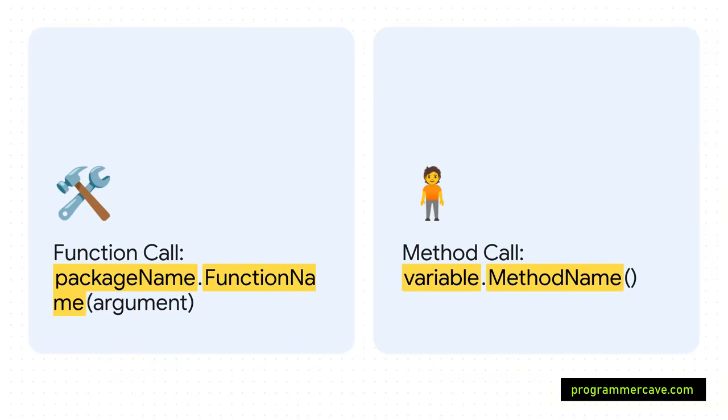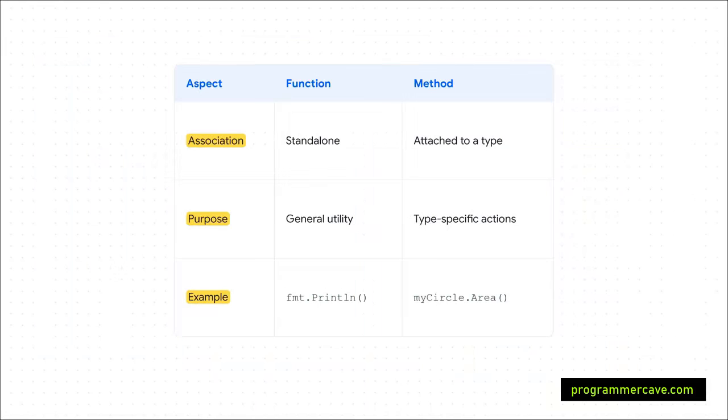And you can see this difference plain as day in how you call them. For a function, you call it from its package, right? Like fmt.Println. But for a method, you call it on a variable. It's myVariable.doSomething.